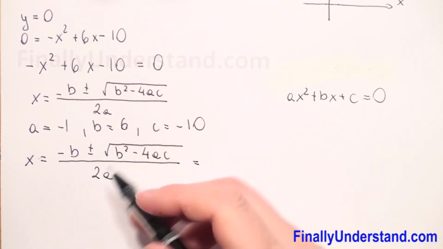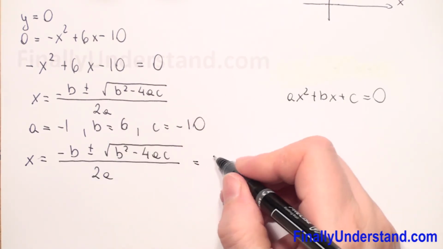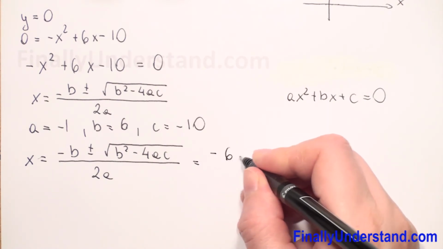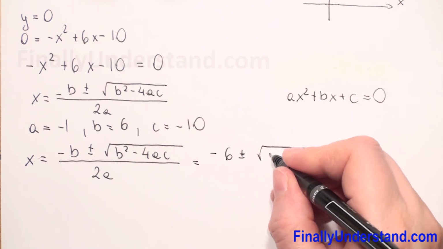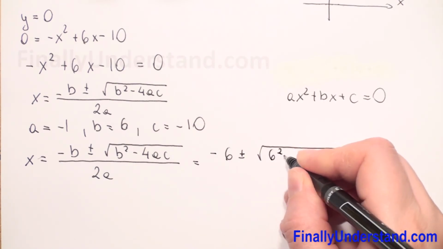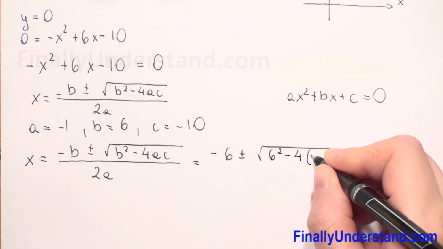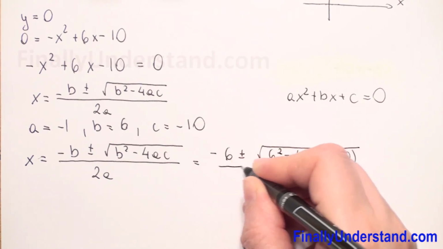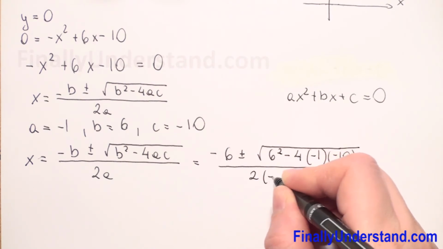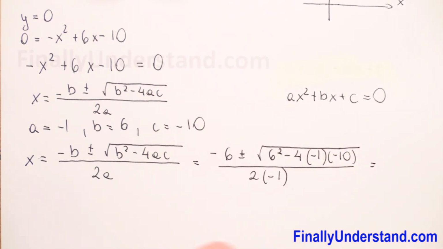So this is equal to, b is 6, so the negative sign we have to copy. We have negative 6 plus or minus the square root of b squared, which will be 6 to the second power, minus 4 times negative 1 times negative 10, over 2 times negative 1.